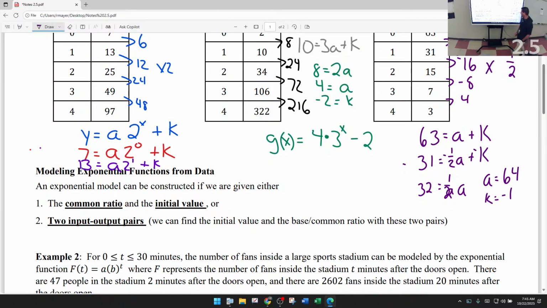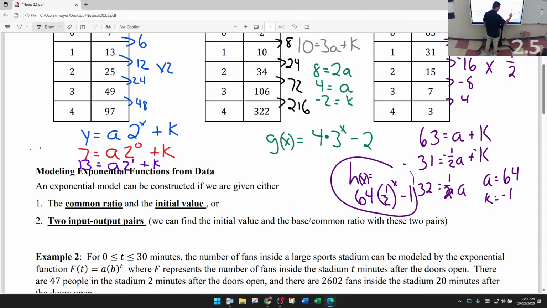And so now I can write that equation. Finally, what was that one? What x was that one? H of x equals, and I got the 64. I'm not leaving room for anything. And then I got 1/2 to the x minus the 1. That's the hardest thing about this lesson.